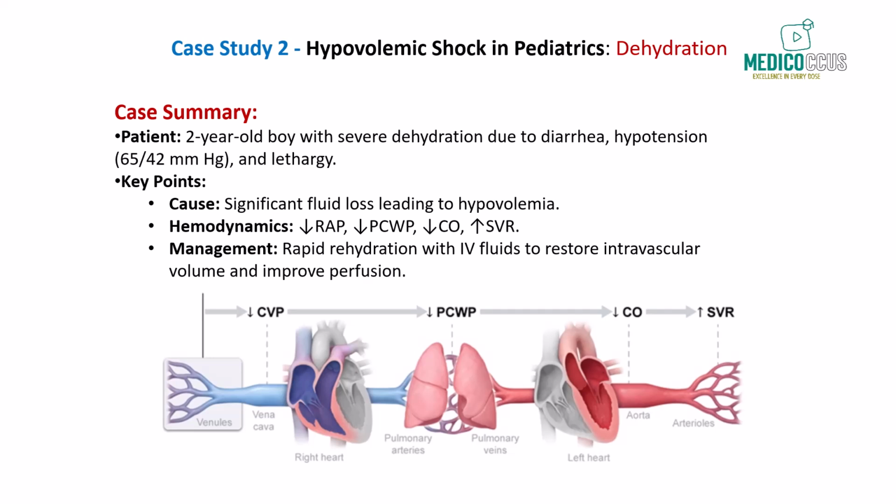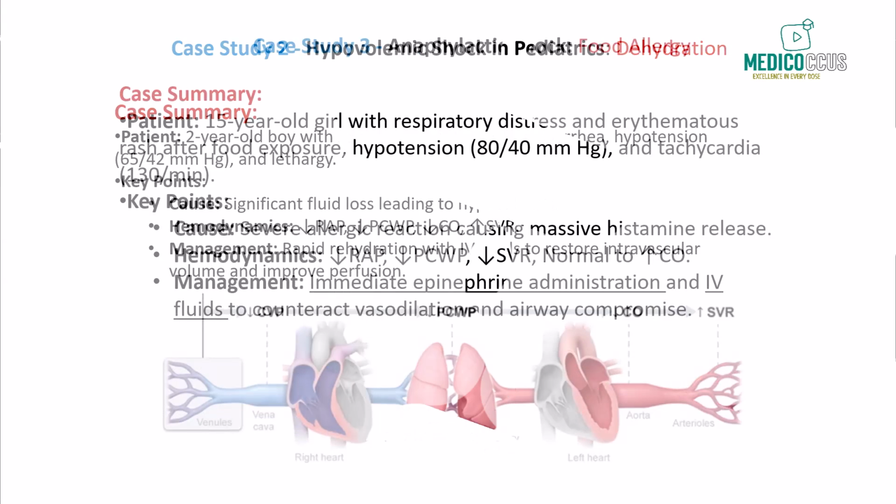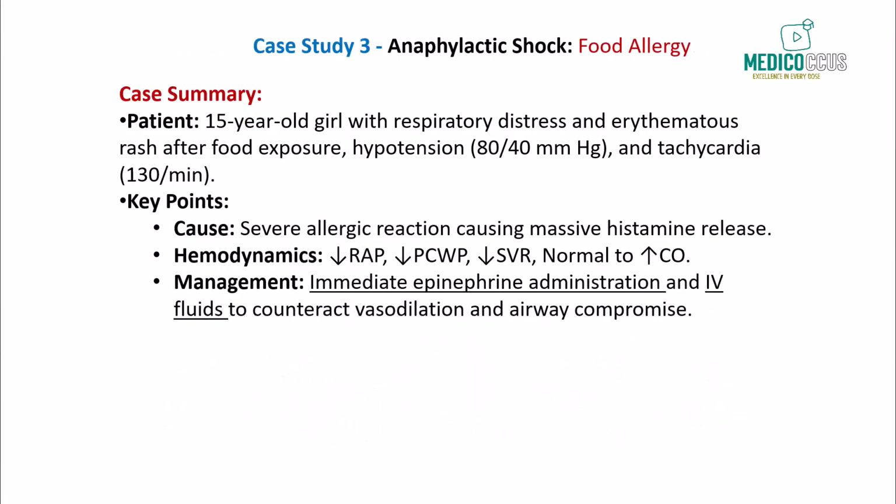Now, let's discuss a 15-year-old girl who presents with severe respiratory distress, diffuse wheezing, and an erythematous rash after eating at a restaurant. Her blood pressure is dangerously low at 80/40, and her pulse is rapid at 130 per minute. This clinical picture is consistent with anaphylactic shock, a life-threatening allergic reaction.